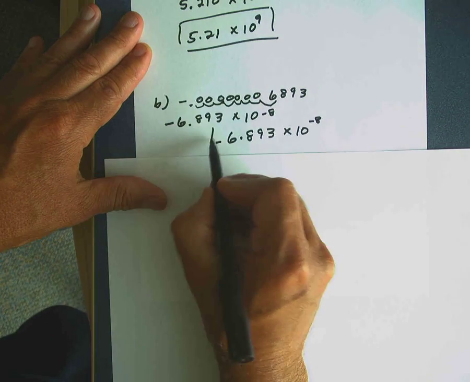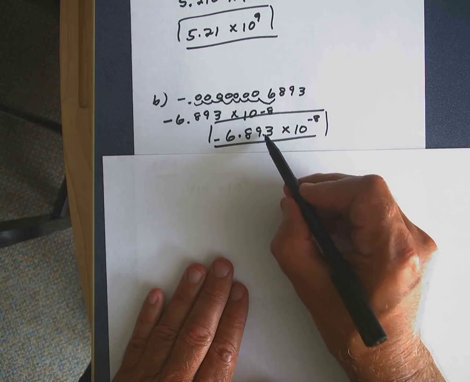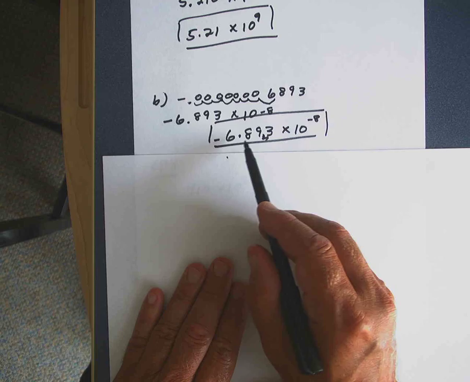And when you do these on a test, I would check this. I'd take this number and multiply it by 10 to the negative 8th and see that you get the number you started with.